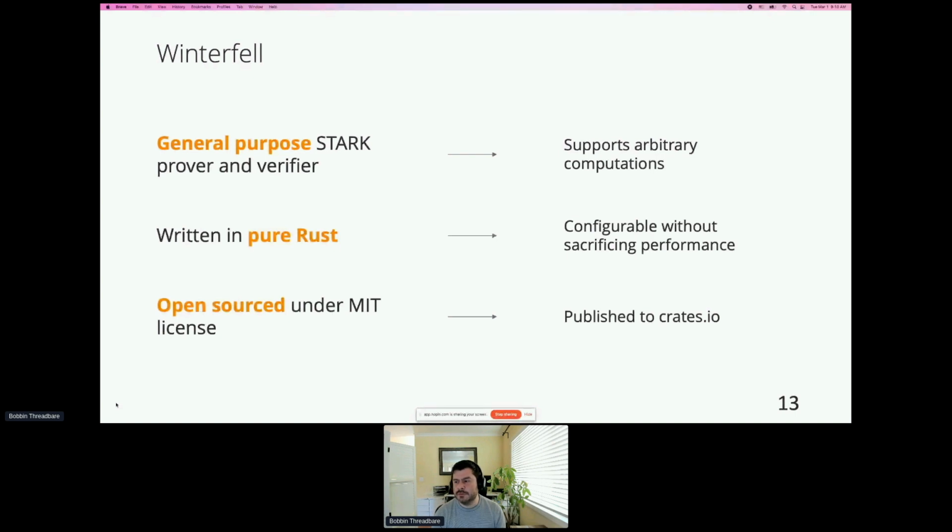It's written in Rust, so we get a lot of benefits of using Rust, which is that it's very configurable. You can swap out, and I'll cover this maybe a bit later, hash functions and fields, without sacrificing performance. And it is fully open sourced, and it's published to Crates.io, so we can start using it. And we will be using it actually for the ZK Mini.